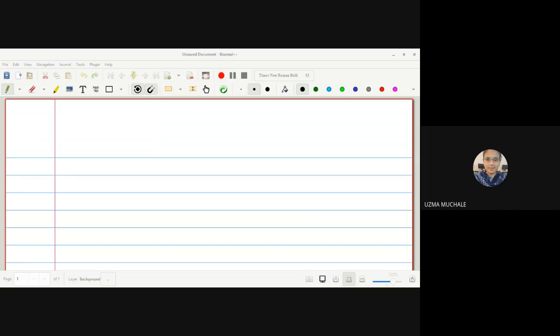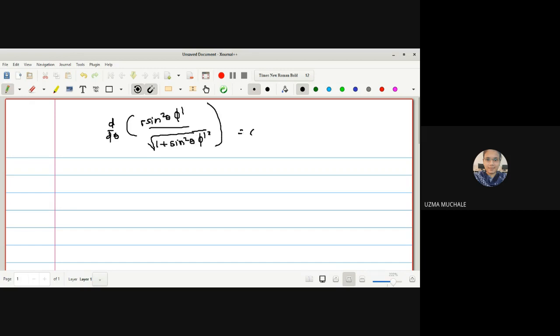Hoping that you haven't solved, let us go for solving this one. I think in the last lecture we have derived up to the Lagrange's equation of motion. That is, we have written d by d theta of r sine square theta phi dash divided by under root of 1 plus sine square theta phi dash square. Is it correct? We have seen up to this part now.